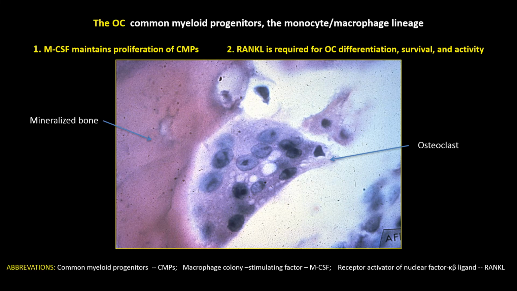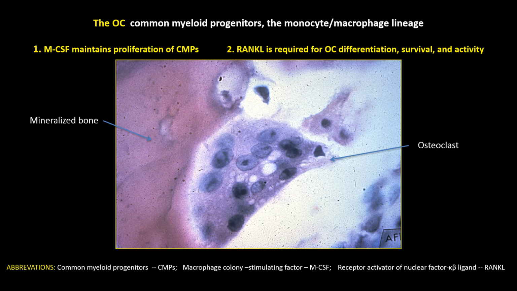The osteoclast arises from the marrow pool. The common myeloid progenitors, CMPs, of the monocyte macrophage lineage. These are basically uncommitted monocytes. Adjacent cells of osteoblastic lineage produce two markers: macrophage colony stimulating factor, M-CSF, supporting proliferation of CMPs, and RANKL, the master regulator required for osteoclast differentiation, survival, and activity.